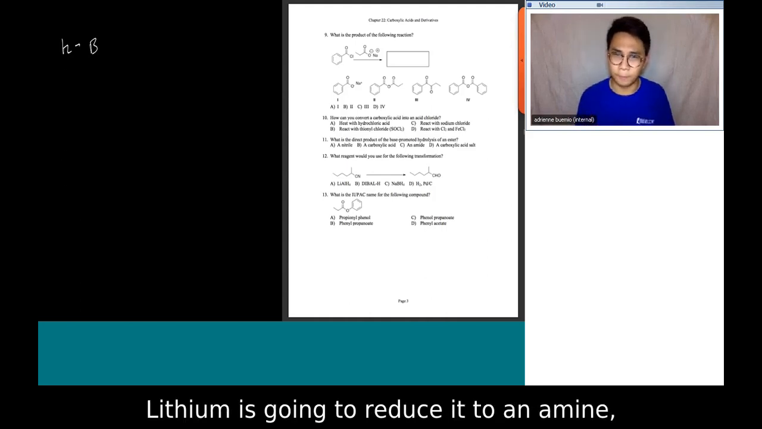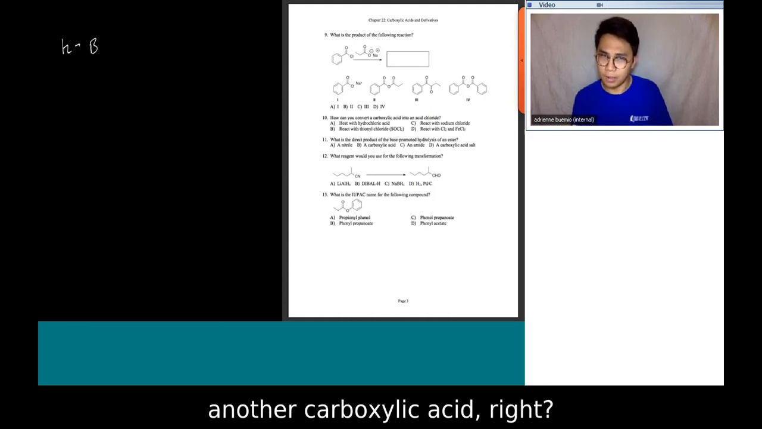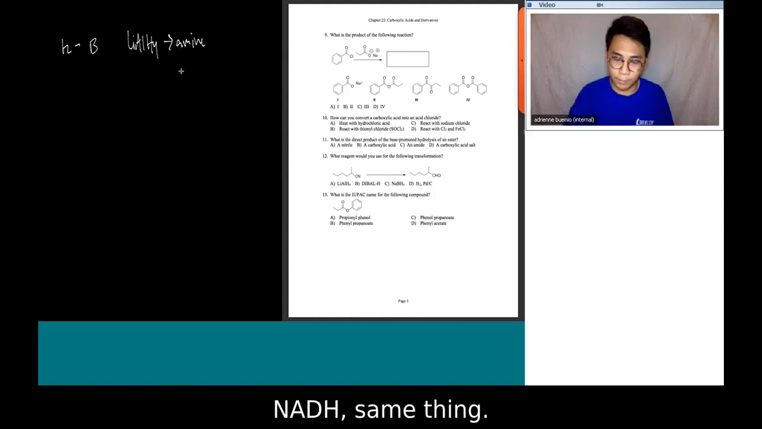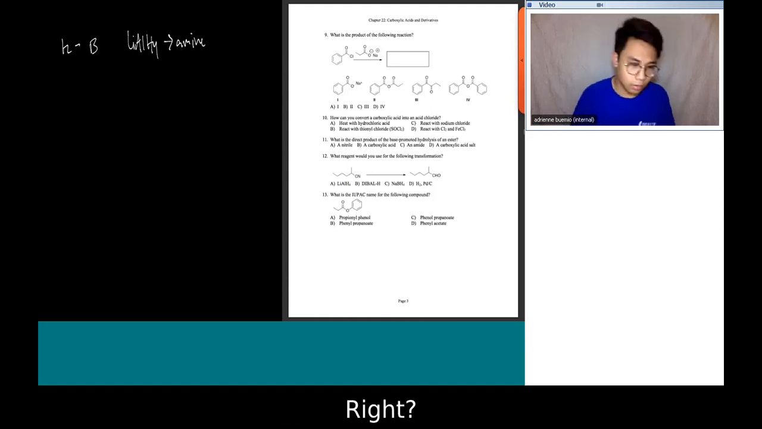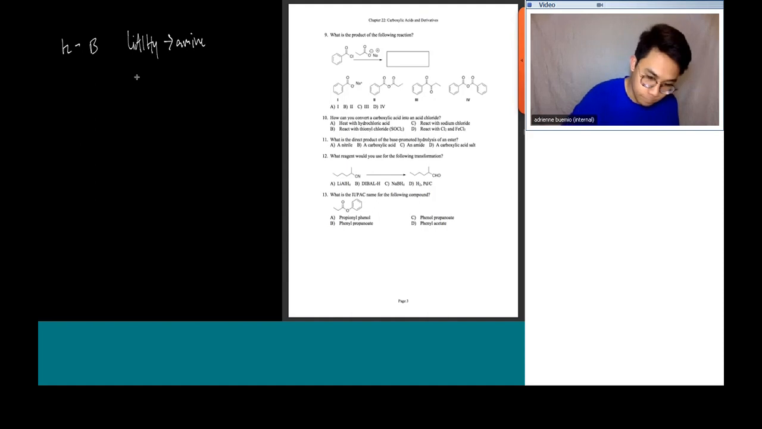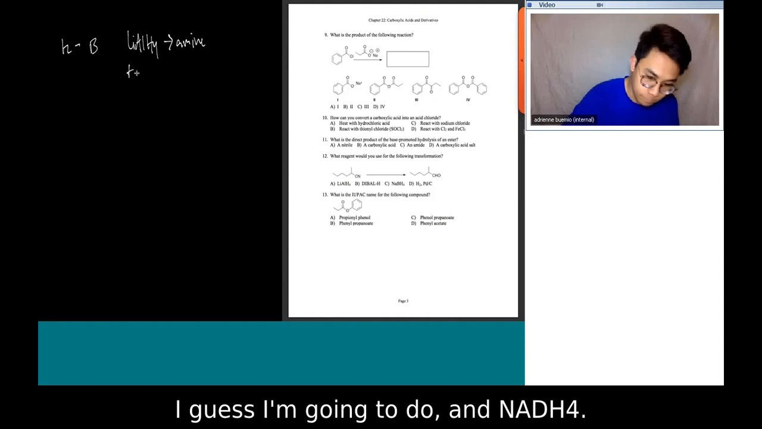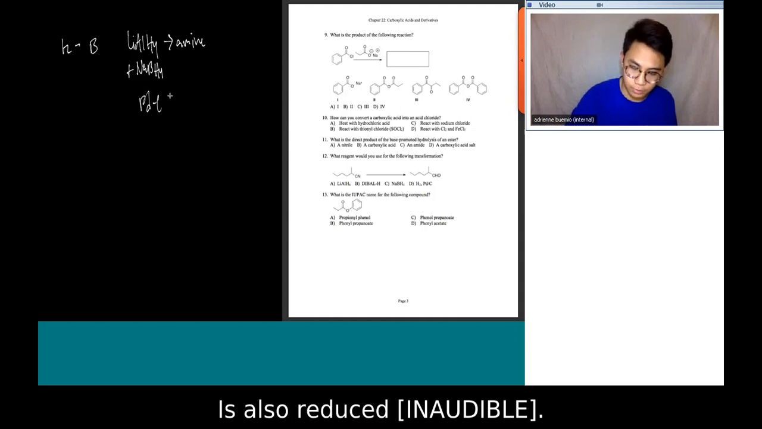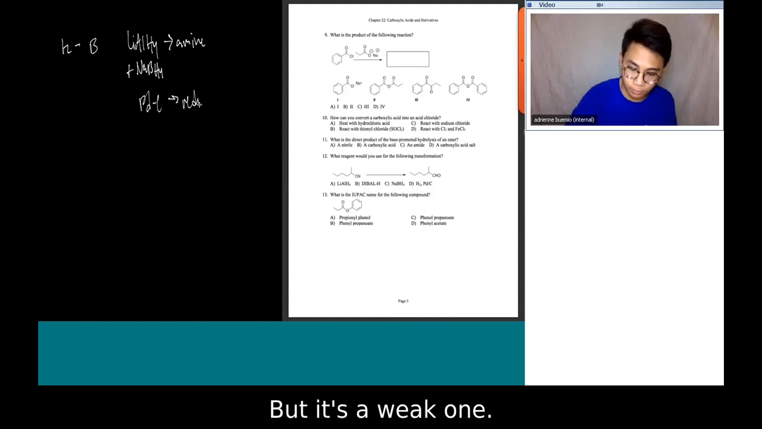Lithium aluminum hydride is going to reduce it to an amine, not an aldehyde. LiAlH4 will reduce it to an amine. NaBH4, same thing, it's strong. And then PDC is also a reducer, but it's a weak one.